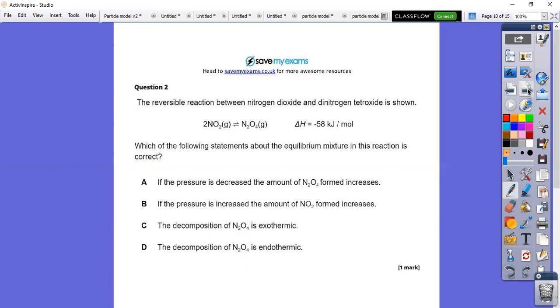So is the forward reaction exothermic? Is the forward reaction exothermic? You're right, because they have given us that level of detail, haven't they? Yeah. Good. That's there. Excellent.